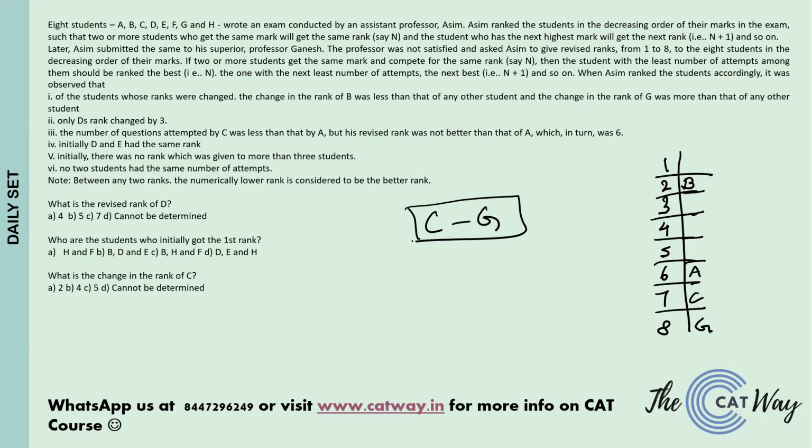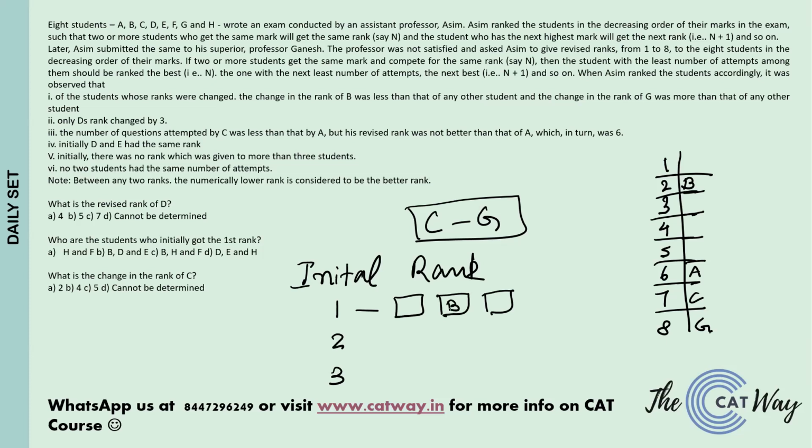Take care. Now we know that, okay, let's make a table for initial ranks. What ranks do we have? 1, 2, and 3. Let's see if there is anything else. If there is rank 4, we'll see. So in first position there are 3 people that we know of. Acha, chalo, theek hai.